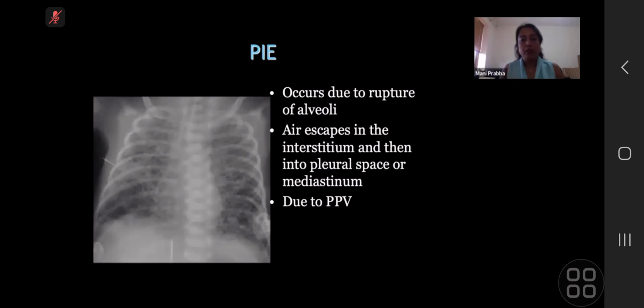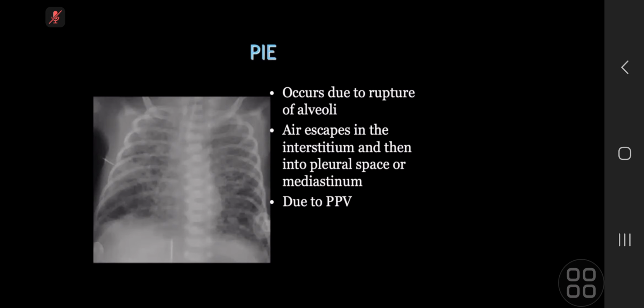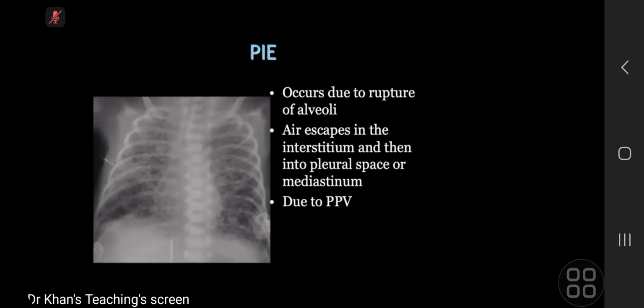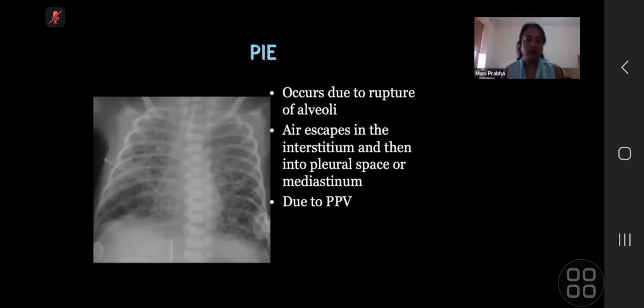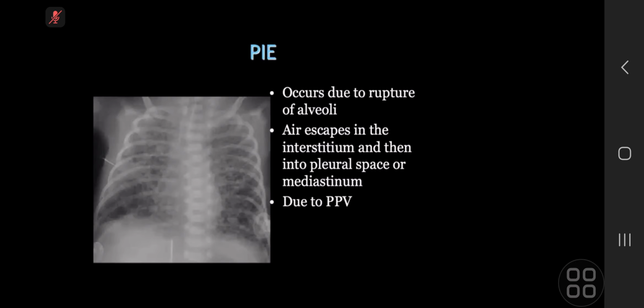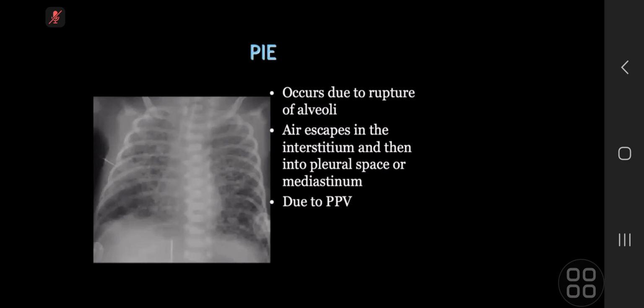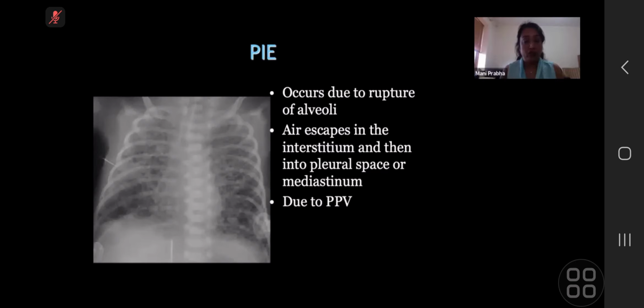So what happens in PIE? It occurs due to rupture of alveoli and the air escapes in the interstitium. And then it can go into the pleural space or mediastinum depending on how much it is. And the cause is positive pressure ventilation. So the settings in the ventilator have to be adjusted once you see this, and the pediatricians have to be informed about it. So you describe it. Multiple small lucencies are demonstrated in the interstitium, and probably it's pulmonary interstitial emphysema. You would alert the pediatrician about it.